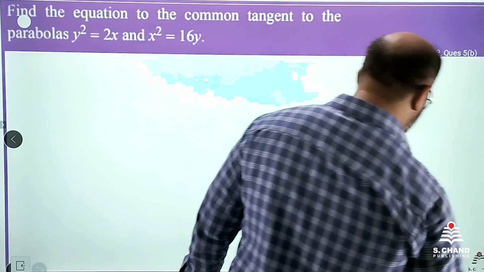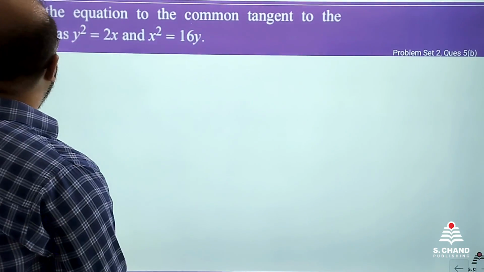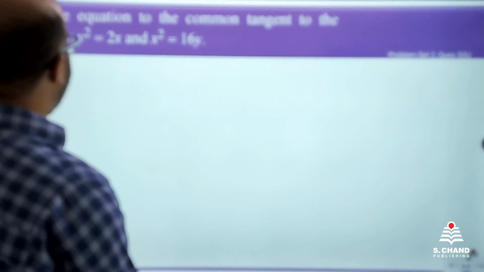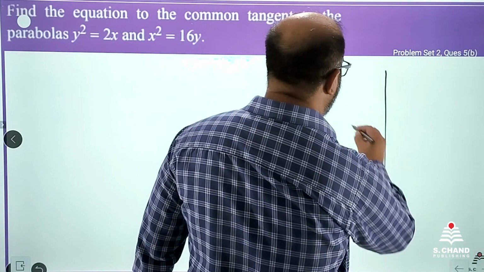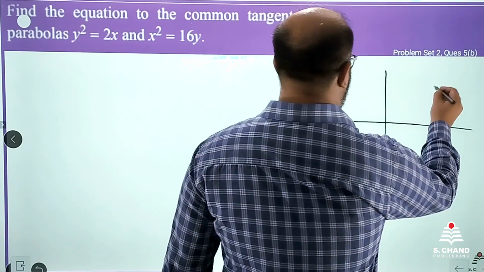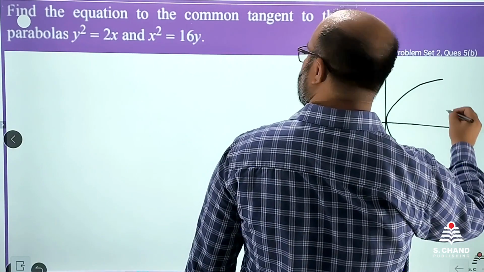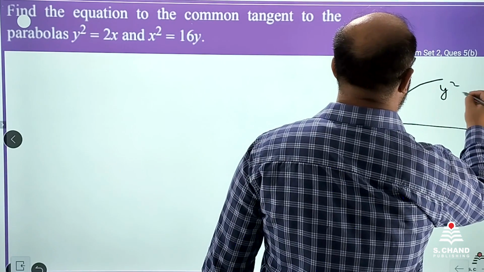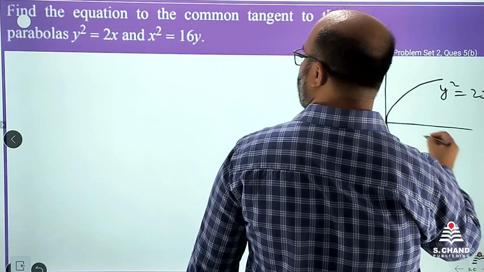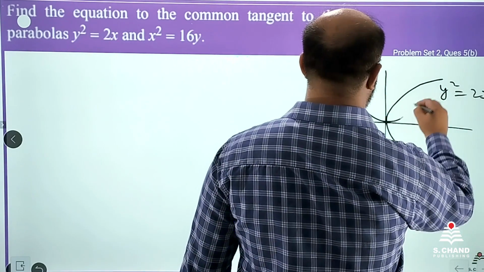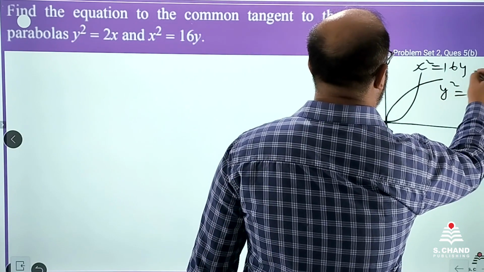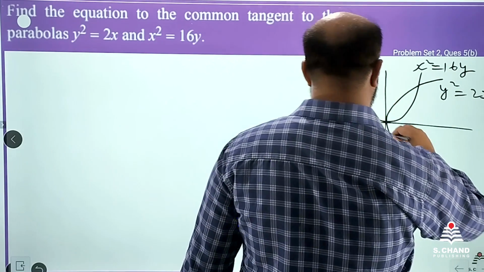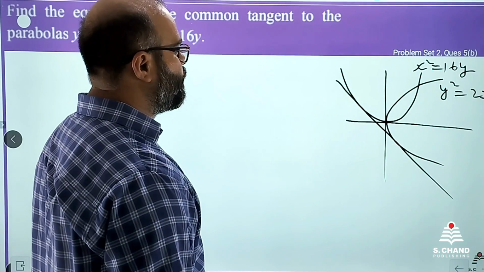Let us come to the next question. The next question says, find the equation of the common tangent to the parabolas y² = 2x and x² = 16y. So we have one parabola y² = 2x, and another, an upward opening parabola, x² = 16y, and we find the common tangent, then that common tangent will be this one.